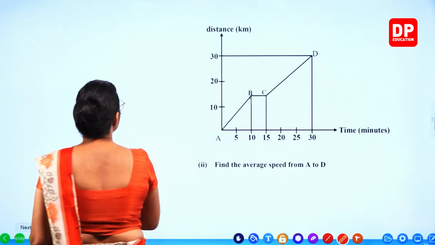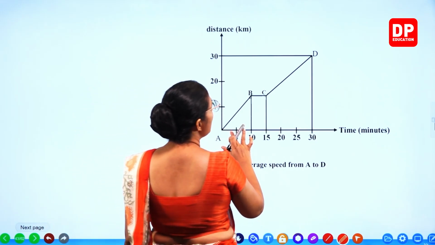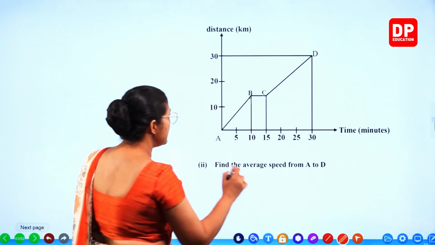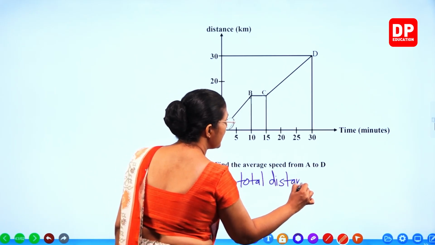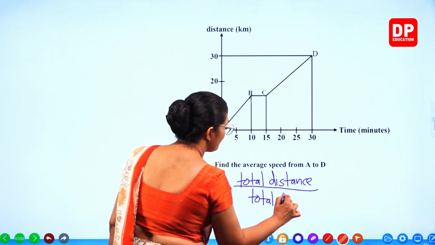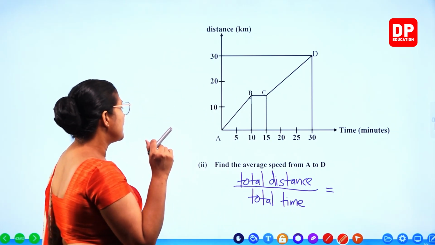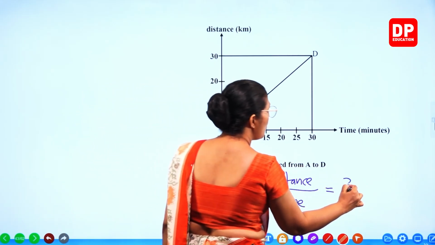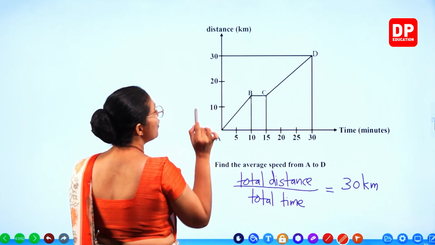Let's take the next one. Find the average speed from A to D. A to D, the whole thing. So how do you find the average speed? Total distance divided by the total time taken is the average speed. What's the total distance traveled? 30 kilometers from this point, 0 to 30.